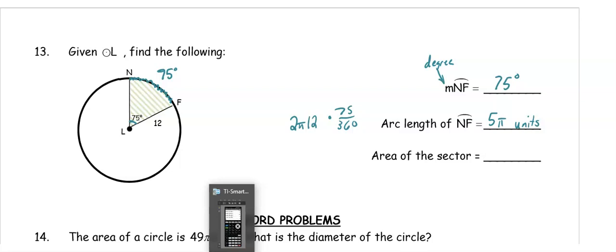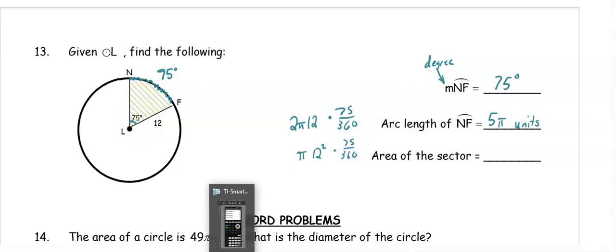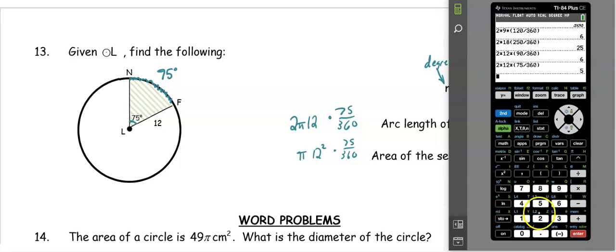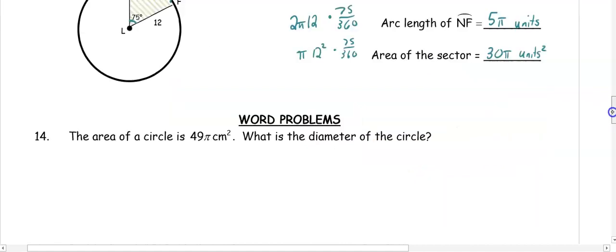The area of our sector then is pi 12 squared times 75 over 360, because now we're looking for the actual pizza. So 12 squared times 75 divided by 360, and that gets us 30 pi units squared.